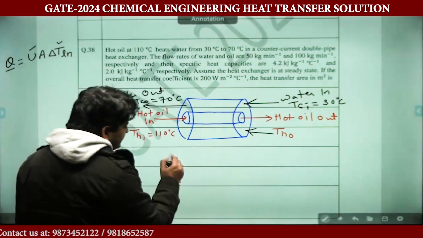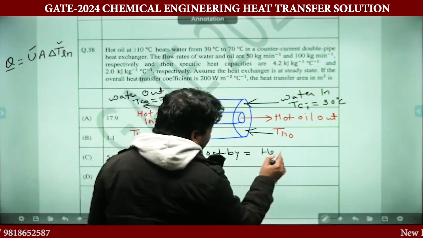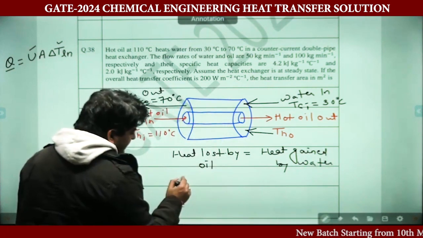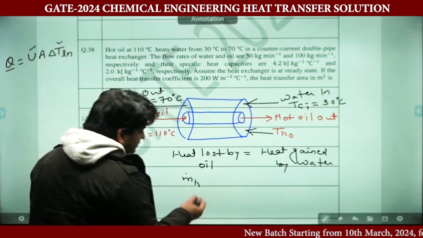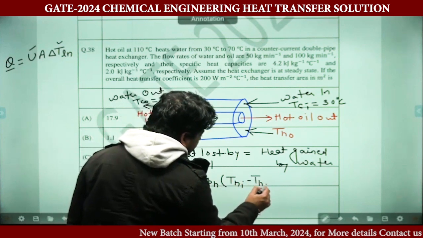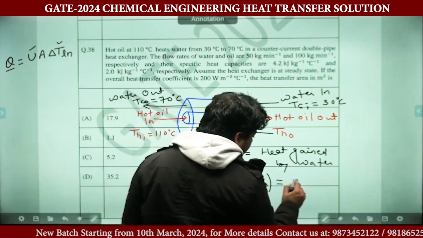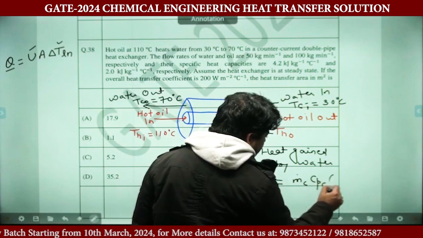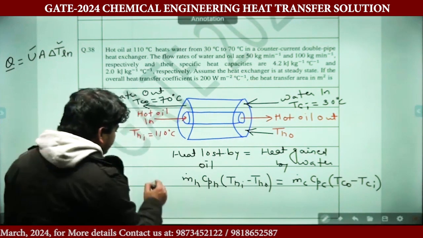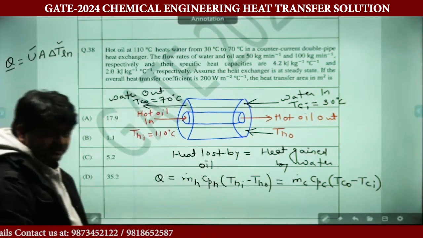So you know the energy balance, heat lost by oil or hot fluid will be the same as heat gained by cold fluid, or you can say water. So heat loss will be mass flow rate of hot fluid, Cp of hot fluid, temperature difference of hot fluid, inlet minus outlet. Heat gained by cold fluid will be mass flow rate of cold fluid, Cp of cold fluid, temperature difference of the cold fluid, outlet minus inlet, and that will be the same as your heat duty, Q. So here you can put the values, they are given.